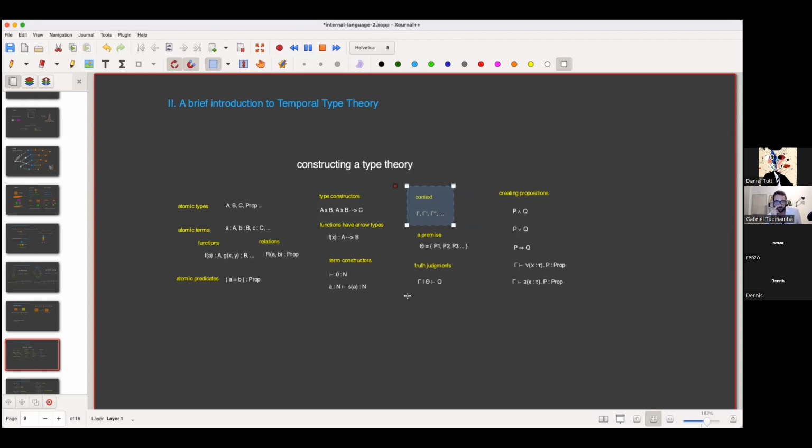That's just to keep track of your assumptions, basically. The context and the premise usually go together, right? The context is a list of variables, and a premise is some propositions that you already hold to be true. Given a context, you can say that this is a true proposition. If you have this context and some premises, which are some propositions, you can produce a true proposition.